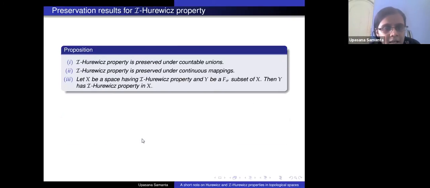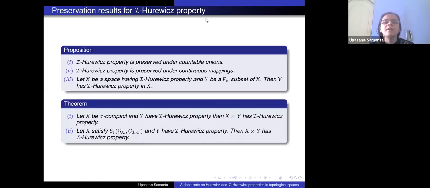Now, here are some preservation results for I-Hurewicz property. What we have obtained here is that I-Hurewicz property is preserved under countable unions, continuous mappings, F-sigma subsets. And in case of the product, we see that if X is sigma compact and Y is I-Hurewicz, then their finite product, of course, has I-Hurewicz property. And if X satisfies this selection principle, and if Y has this I-Hurewicz property, then their product also has I-Hurewicz property.